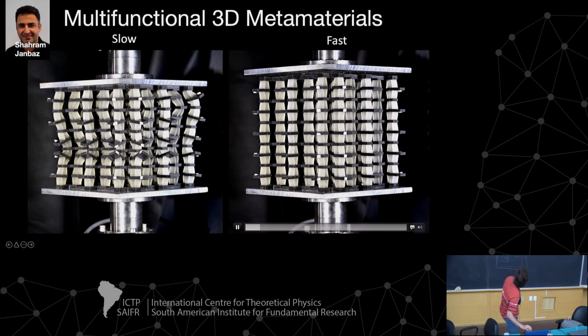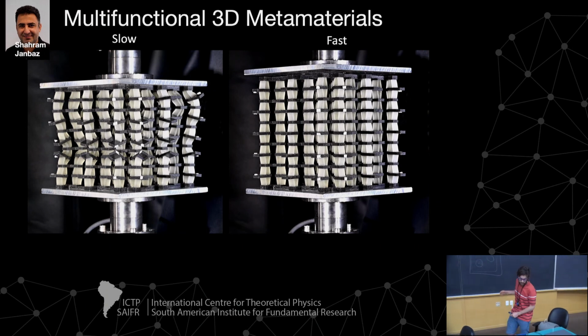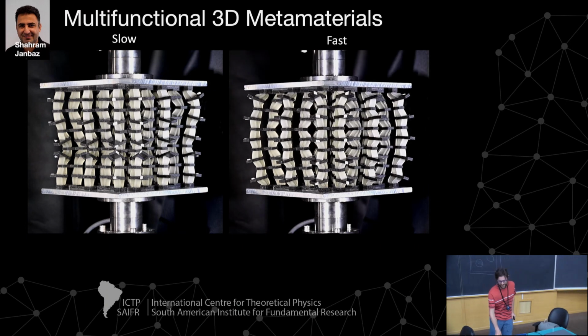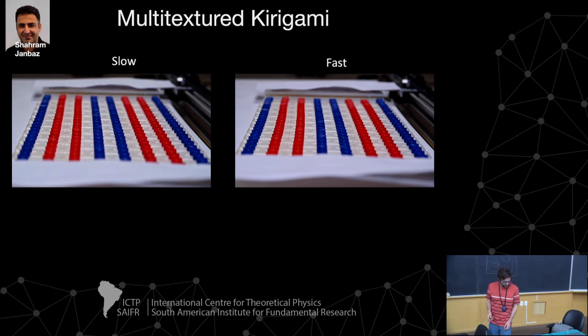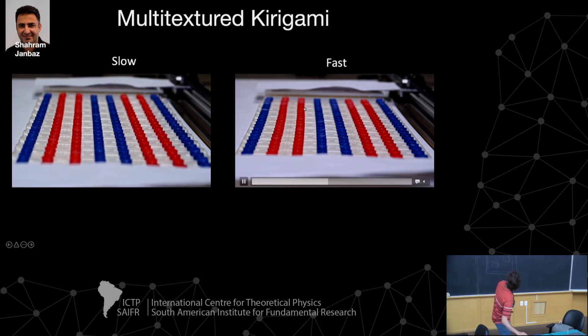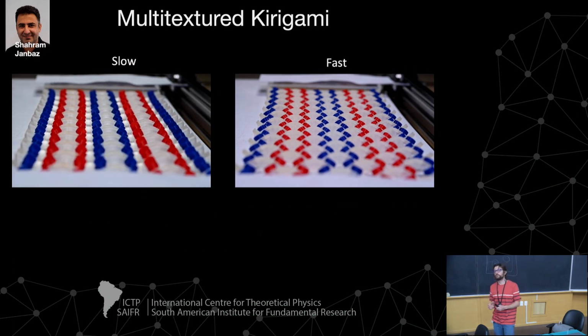And on the right, when you compress fast, it goes out. Boop. And you can also do that with kirigami by patterning your viscoelasticity of your material. You can pattern which one goes in.